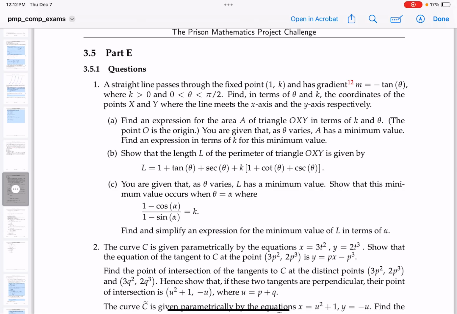Okay, so a long question here. It's number one. It says a straight line passing through a fixed point, 1K, has a gradient. There's a footnote there that tells you the gradient is the slope of the line, m, and that is equal to minus the tangent of theta. They go on to say k is positive, above 0. They go on to say that theta is between 0 and pi over 2.